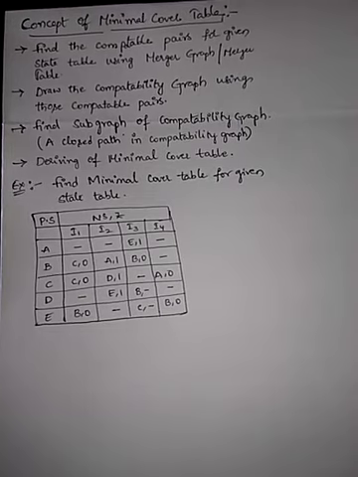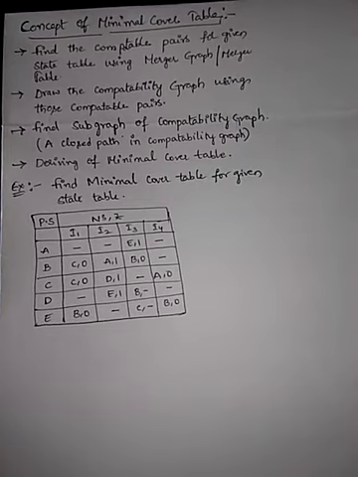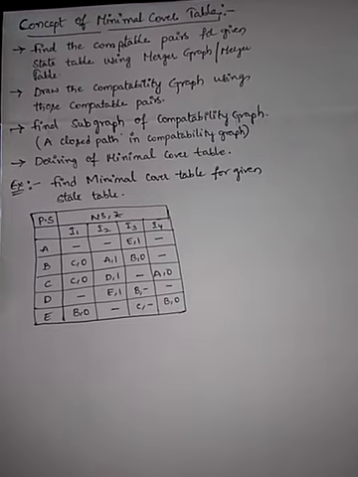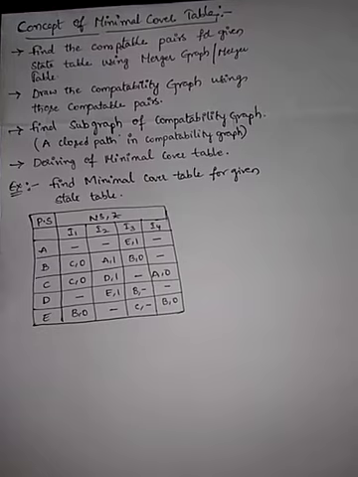Step 1 is, either by using merger graph or merger table, you need to find the compatible pairs. And the second step is, with the help of compatible pairs, you need to draw the compatibility graph.